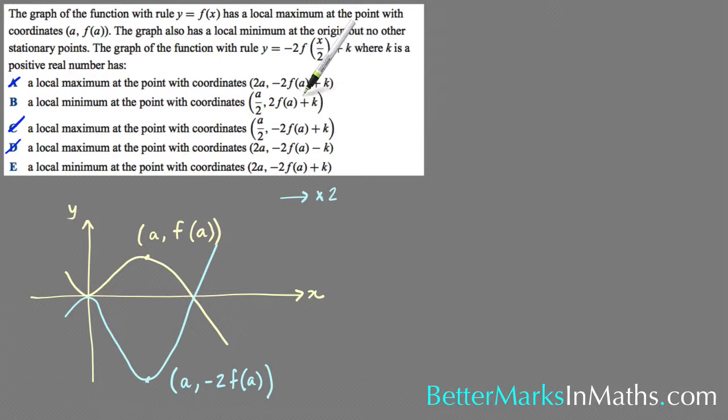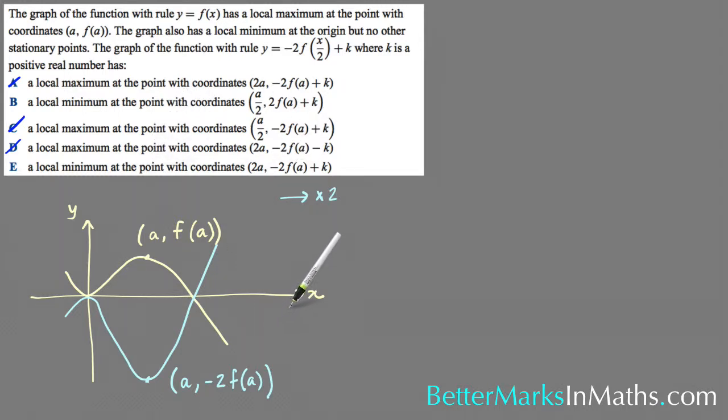And this one here, you actually had 2 times f(a). So this one was incorrect from the start because it didn't have minus 2 times f(a). So I could have eliminated that a little bit earlier. So anyway, E is the correct answer.